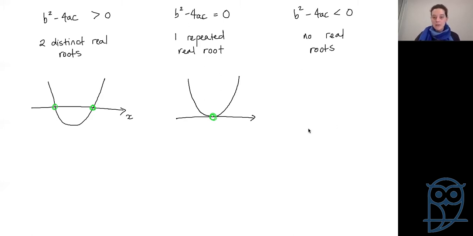Our last situation is where we have no real roots. In this case we would have our x-axis, same as before, but what we're saying is that the quadratic never equals 0. There's no real root. The quadratic never touches. It never actually has ax squared plus bx plus c equals 0. It doesn't exist. So therefore, our quadratic must sit completely above that x-axis. It doesn't touch it at all. So we can have two distinct real roots, one repeated real root, or no real roots. And that also gives us an understanding of where our quadratic is sitting in relation to our x-axis.